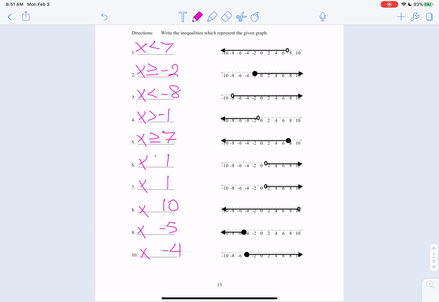For 6, X is smaller than. For 7, X is, no it's not. X is greater than 1. And for 7, X is also greater than 1. They're both actually the same problem, so that was a typo. And then for 8, X is smaller than. For 9, X is less than or equal to. And for 10, X is greater than or equal to. Pat yourself on the back if you got those correct.